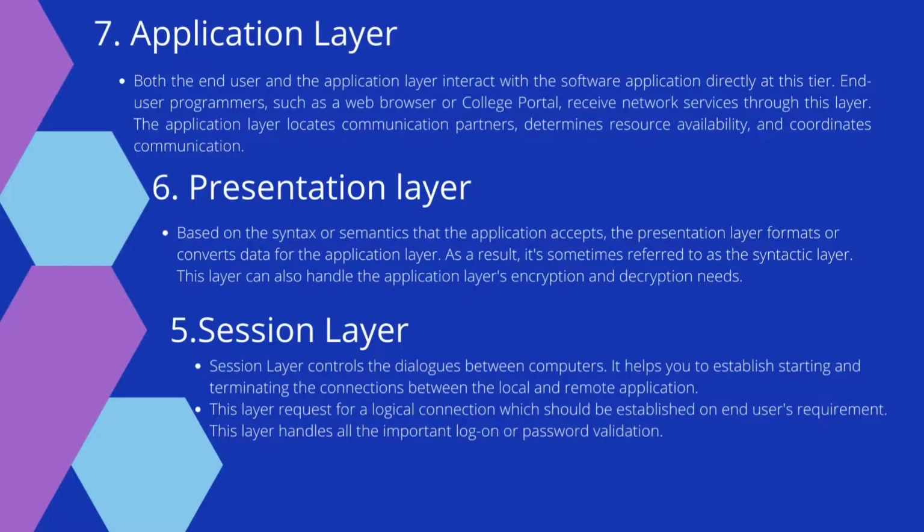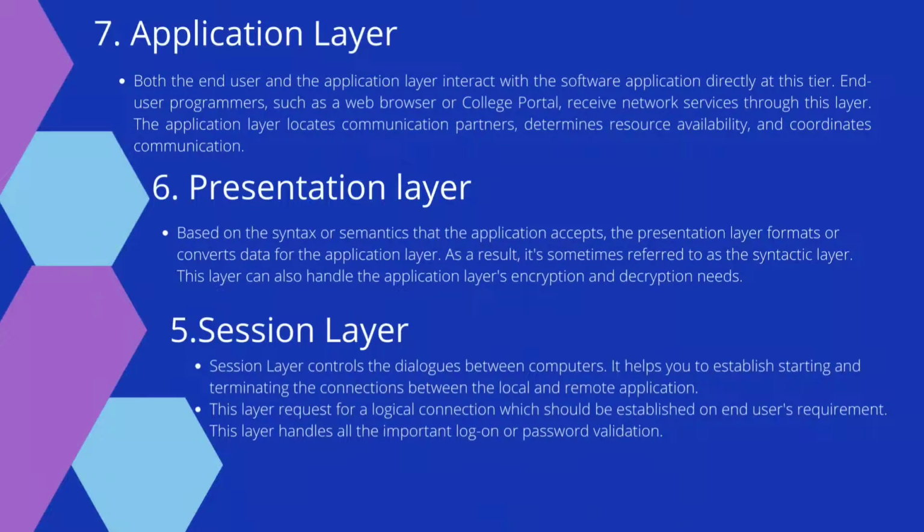The seventh layer is the application layer, which depends on application layer protocols to function. It is used by network applications such as Chrome, Firefox, etc. The application layer locates communication partners, determines resource availability, and coordinates communication.